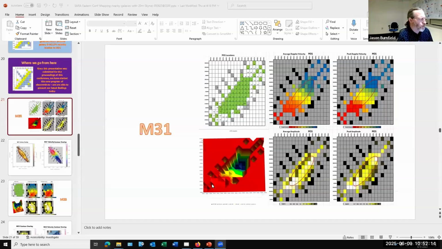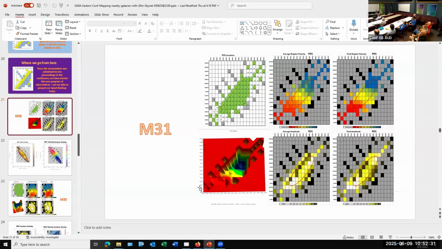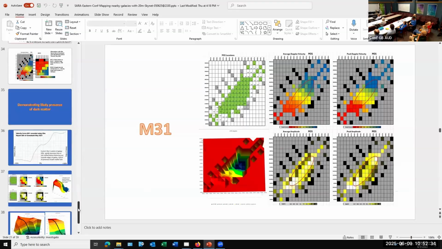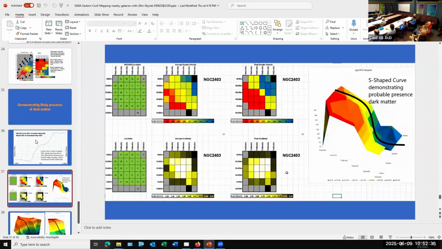You muted yourself, Jason. You're still muted? Okay, yeah, let me share my screen again. We didn't really have a plot of the curve like we did for M33, but you can see it on the surface plot if you look at it. I'm going to zoom in. Can you guys see that? I might have meant M33. Sorry, whichever one. I think it was slide 36.